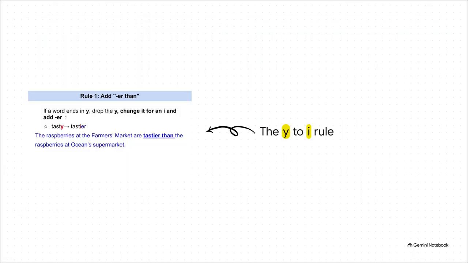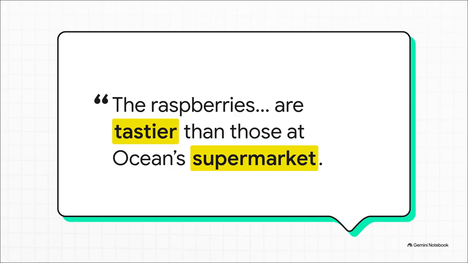Okay, here's our next exception. Sometimes our short word ends in the letter Y. When a word ends in Y, we drop the Y completely. We literally just throw it away. Then we change it to an I and finally add our er. Look at the word tasty. T-A-S-T-Y. Following our rule, we drop the Y and make it T-A-S-T-I-E-R. Tastier. And this brilliantly illustrates exactly why we learn these rules in the first place.